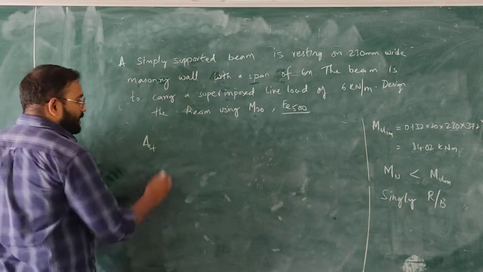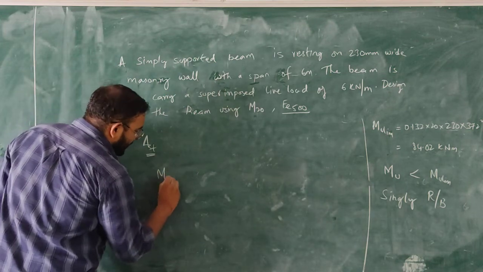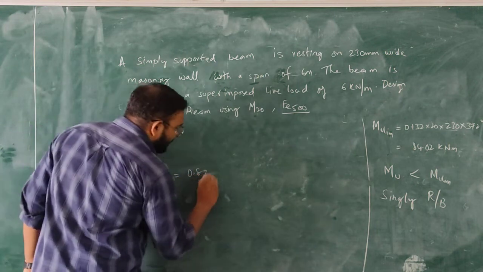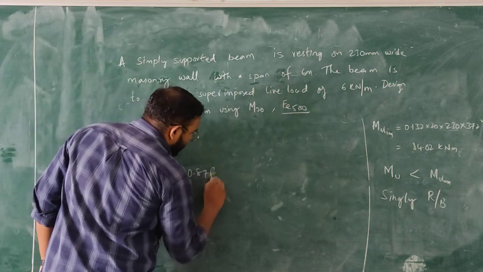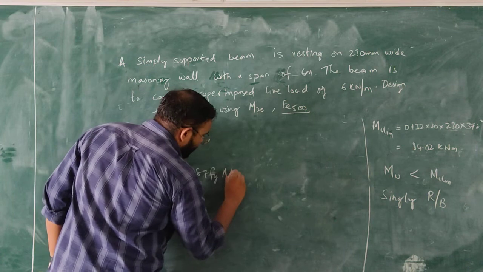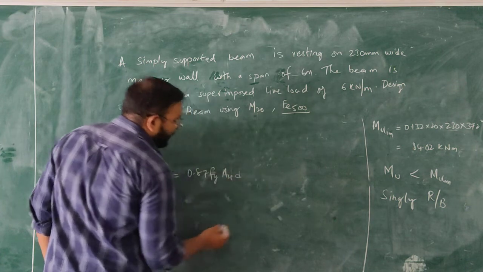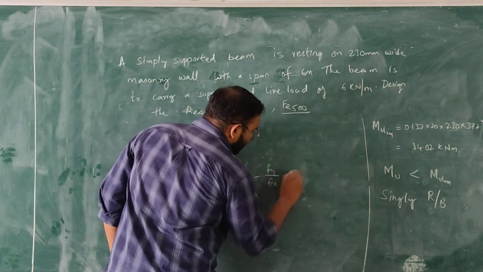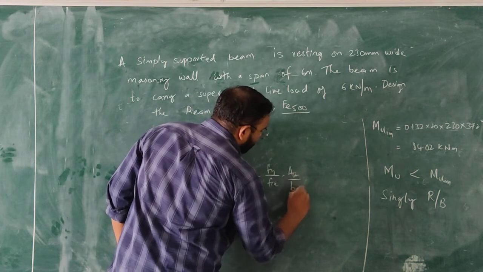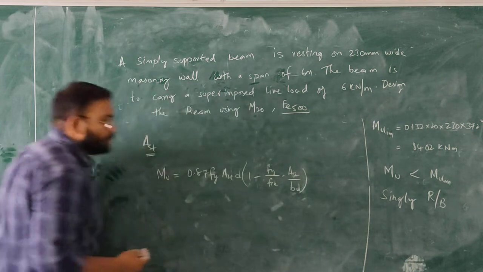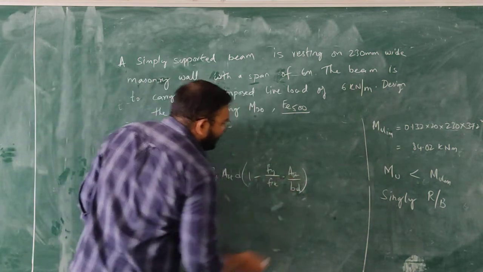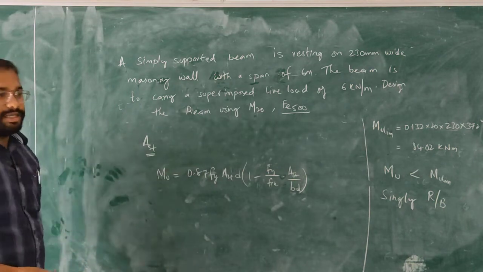Area of reinforcement you need to compute. Formula is mu is equal to 0.87 Fy AST into D into 1 minus Fy by Fck into AST by BD. Or I have given you one more formula, if you remember, that is very easy. Why? Because this gives you a quadratic equation.